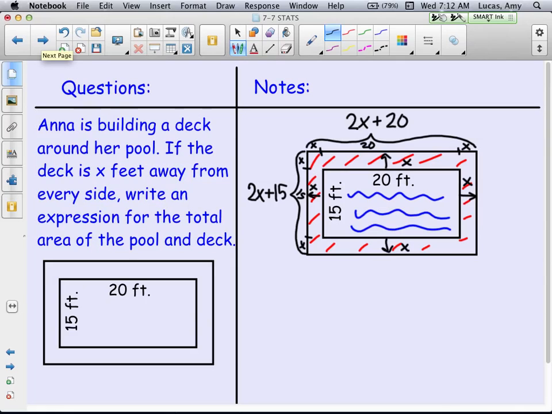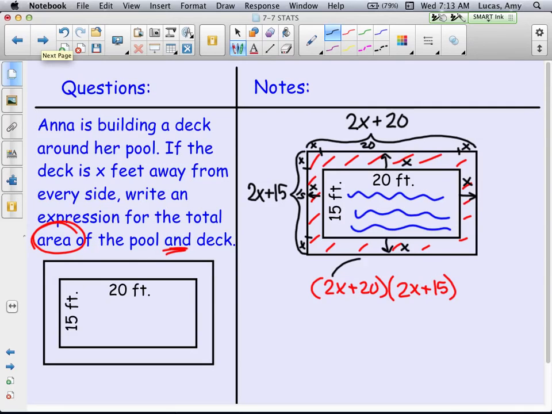So now the area, we need the area of the pool and deck. So both of them, not just the pool or not just the deck, but both of them. So I am going to have to multiply 2x plus 20 times 2x plus 15 to find their combined area.